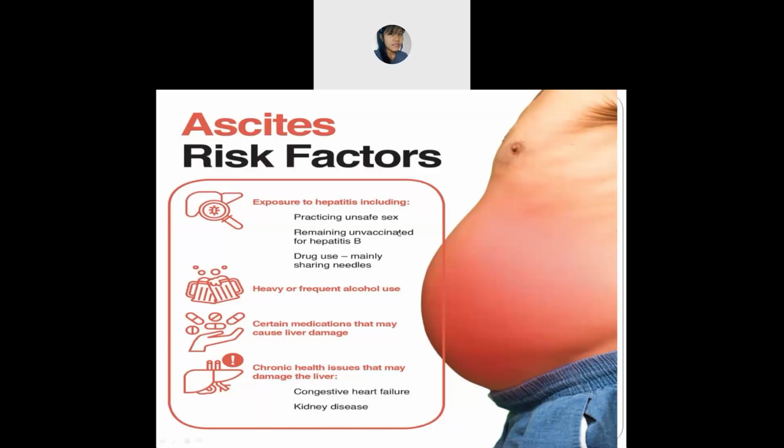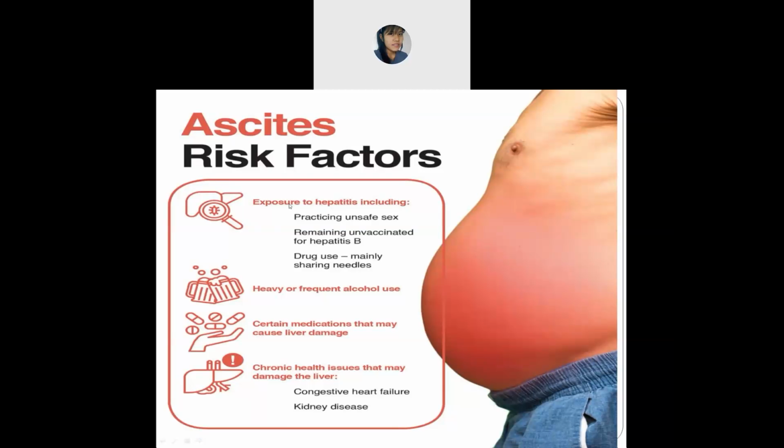Next is exposure to hepatitis, including practicing unsafe sex. It is mainly hepatitis B. In hepatitis B, what happens due to unsafe sex? A person not using any contraceptive device like condoms is at risk of having ascites. Next is remaining unvaccinated for hepatitis B. What happens if a person doesn't take the vaccine at the proper time? It will happen like that.